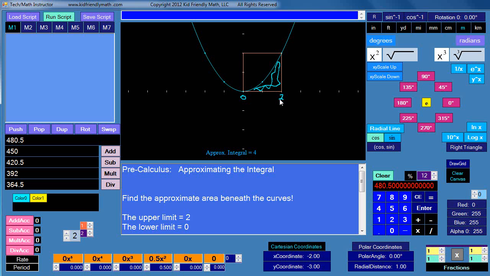So these are going to be our limits. Our upper limit is 2 and our lower limit is 0. We really just call these the limits of integration. If you recall, here's our integral sign, which reminds you of an S for the sum. We'll put our upper limit here and our lower limit here, and this is going to be the integral of this equation, 0.5 x squared.